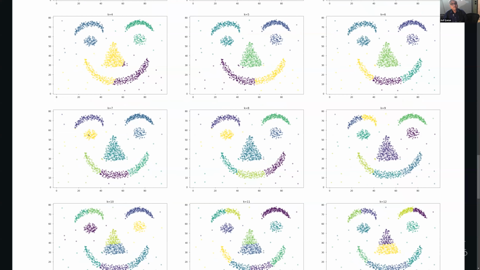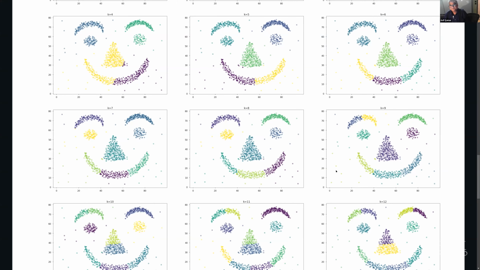K is equal to 7. Now, for the first time, the eyebrow is separated from the eye on the left. Isn't it? Not much has changed. K is equal to 8. Interestingly, both the eyebrows are separated from the eyes, right? So everything would have been great except for this troublesome lip. The smile is getting wiped out of k-means clustering in some sense, right?